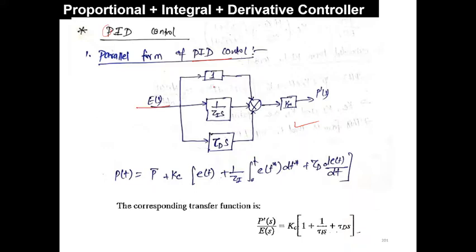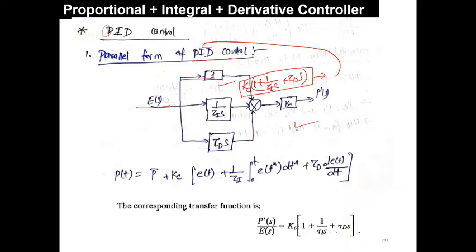So this is the error. This is the proportional controller, where we have taken one gain, and this is the gain of 1. The transfer function of the integral control is 1 upon tau I s, and this is for the derivative controller. Here the summer is attached, and the summer will do 1 plus 1 upon tau I s plus tau D s. When it is connected with the Kc, it is multiplied with the Kc, and this is the transfer function for the PID controller.